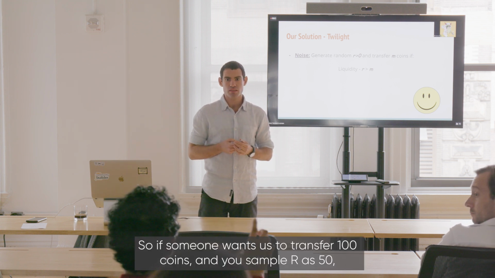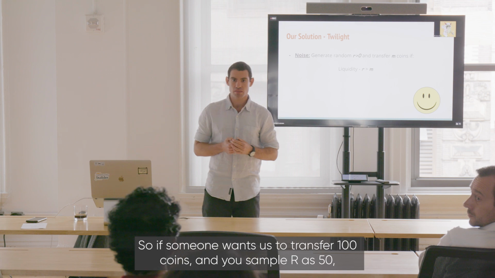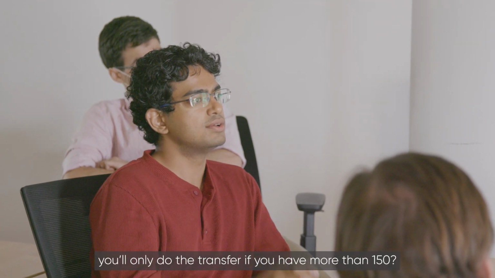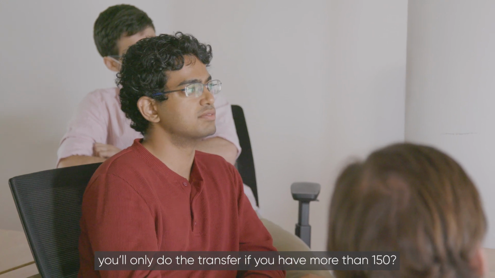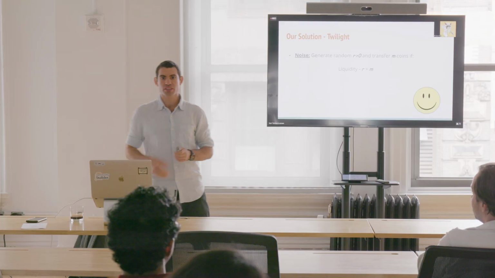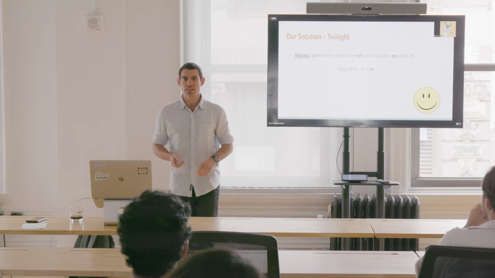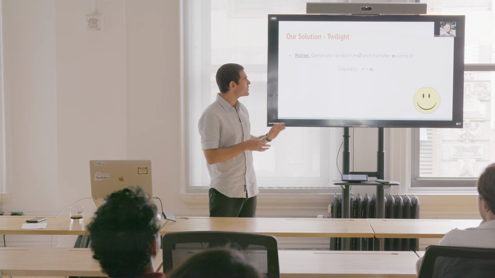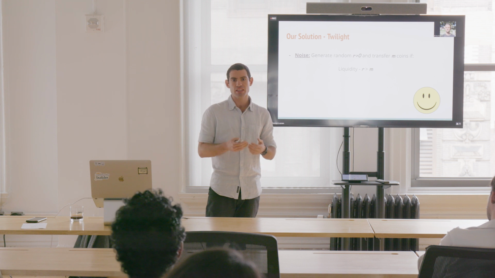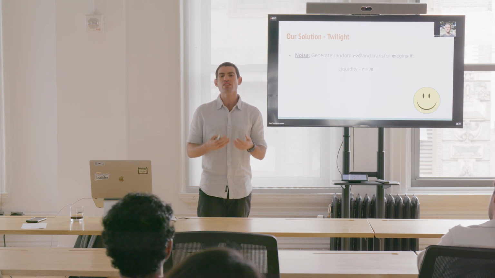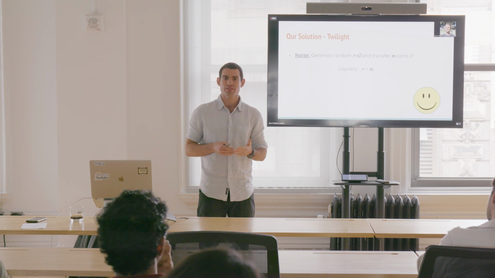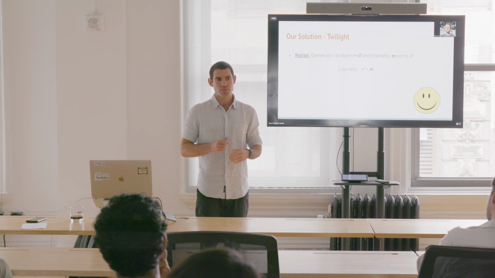So if someone wants to transfer 100 coins, like in your example, and you sample R is like 50, you'll only do the transfer if you have more than 150. Yeah, I will still transfer only the 100 that the attacker asked. I will not transfer more. This R is only used to answer the question, can I transfer, yes or no? Because this is the only observation that the attacker sees. So we just want to somehow noise it. Awesome.